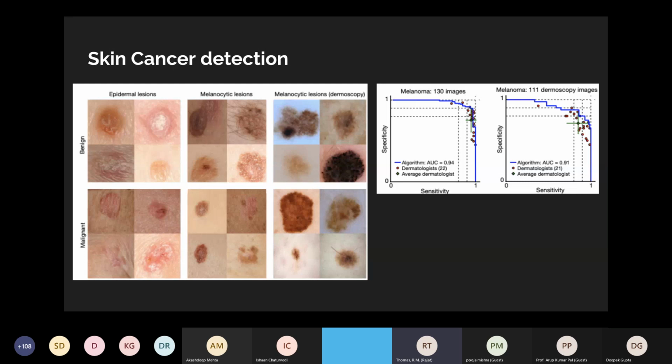In fact, this can be made into an Android app, and if you're worried about something, you just place the app on top of your skin, take a picture, and it'll tell you with pretty good reliability if you have to be worried and go to a doctor, or you can just ignore it.